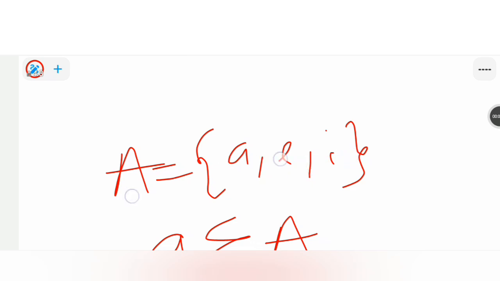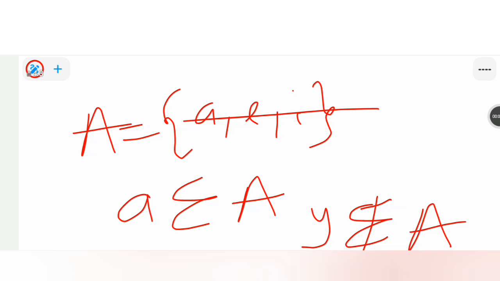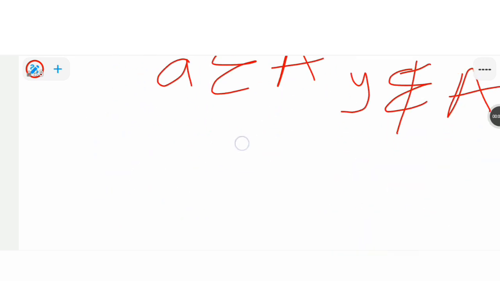So I can write something like this: y is not an element of set A. It's true because y is not here at all. So this one means it's an element of, and this one means it's not an element of.